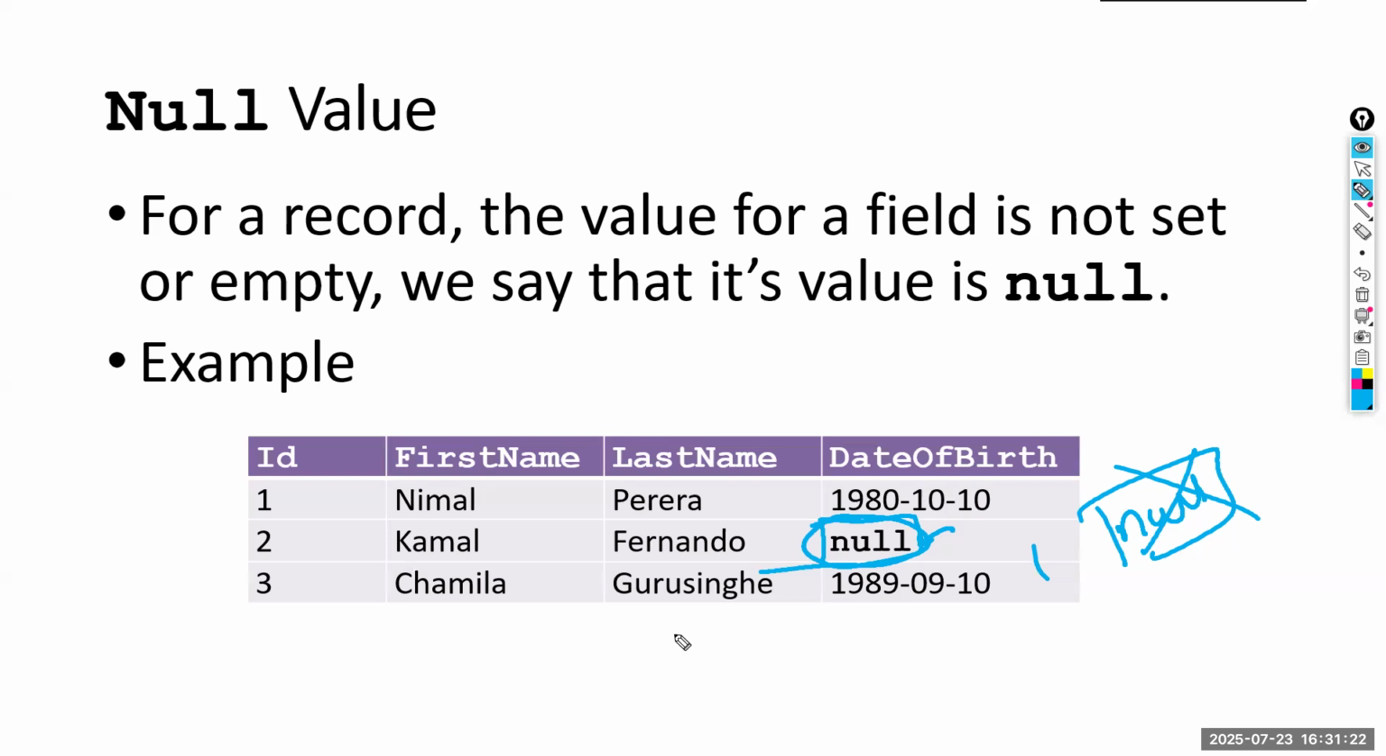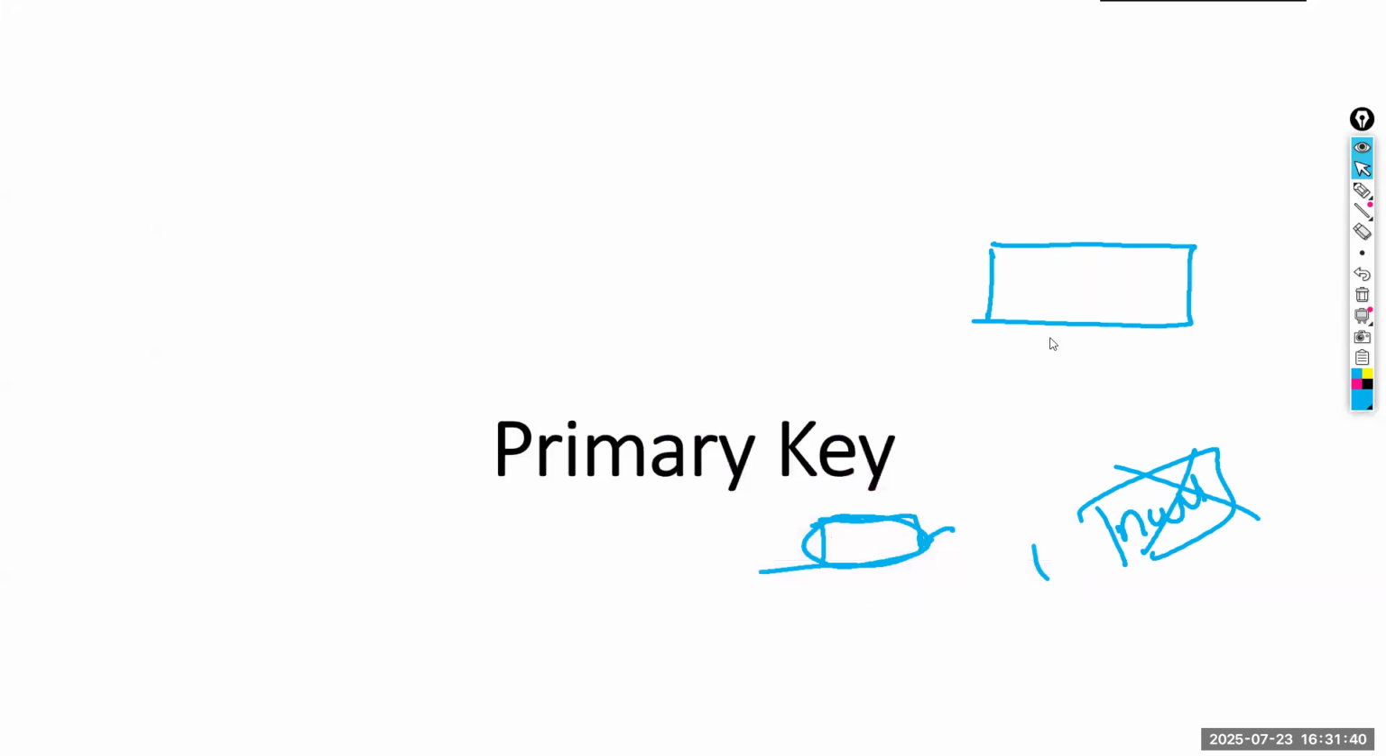Because this is very important, knowing whether a particular field has value or not for a particular record. We will use this keyword when we do SQL as well. Now we are moving to the primary key.